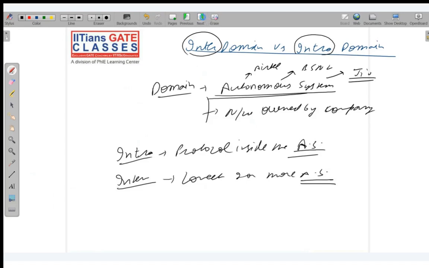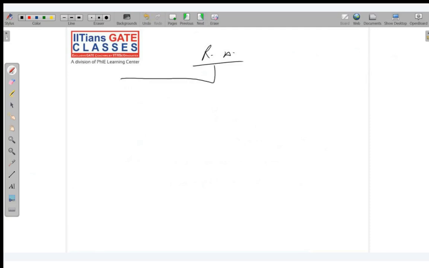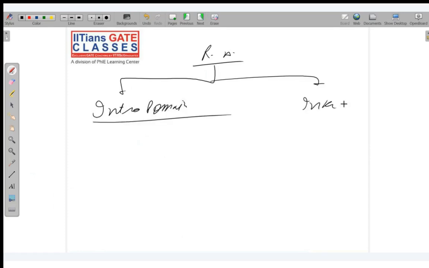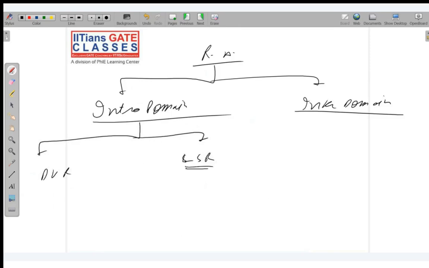Okay, so now routing algorithms are of two types. One is known as intra-domain and another is known as inter-domain. Intra-domain has multiple types, but only two matter, DVR and LSR. They will ask you properly: DVR and LSR are distributive routing algorithms, and that too intra-domain, and they are adaptive.